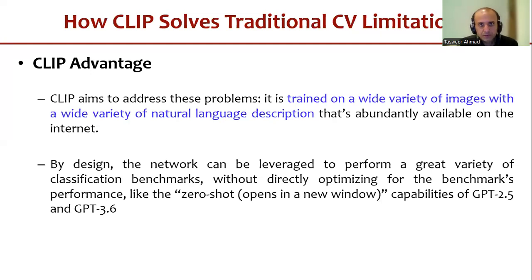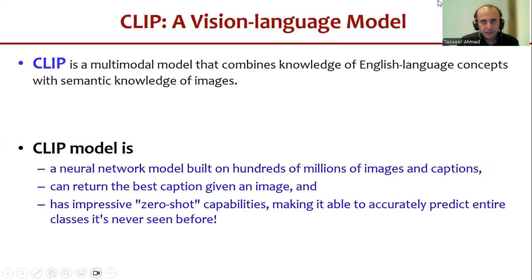So how does CLIP solve the traditional computer vision limitations? CLIP aims to address these problems by training a model on a wide variety of images and their natural language descriptions, which are abundantly available on the internet. By designing the network this way, CLIP can be leveraged to perform a great variety of classification benchmarks without optimizing for the benchmark performance. That led to zero-shot classification, or zero-shot learning.